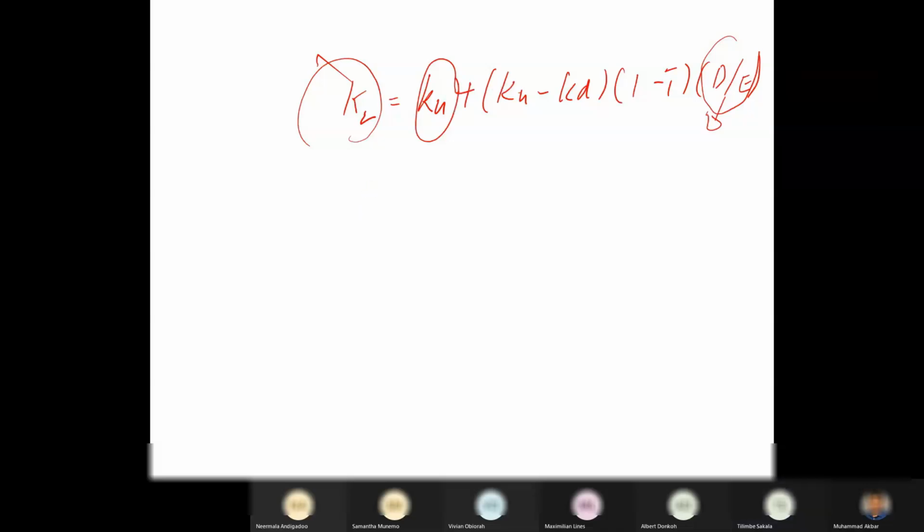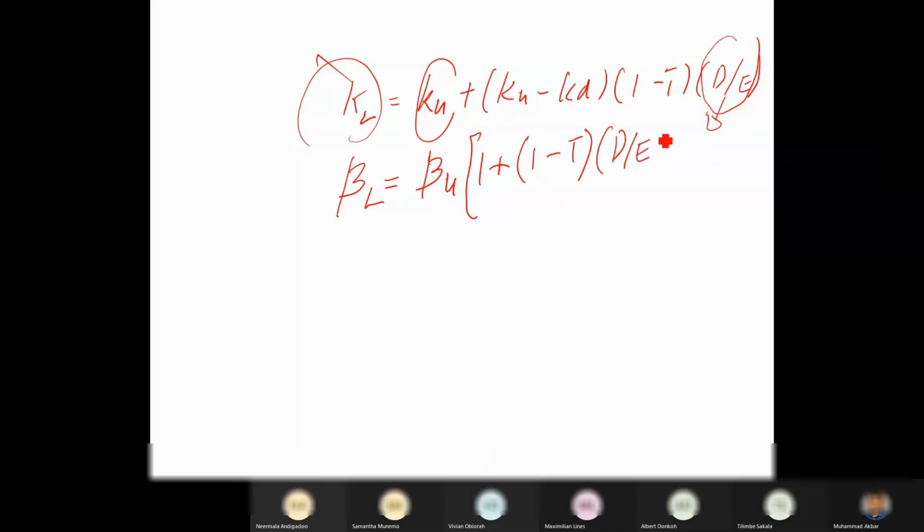How many of you know about the Hamada equation? Anyone? No, I don't. Okay, so the Hamada equation says that the beta of the levered company is equal to the beta of the unlevered company into 1 plus 1 minus the tax rate into debt divided by equity. Now, this is an interesting relationship, and it tells us that you can change the financial risk, the beta of the company, if you change the leverage of the company.